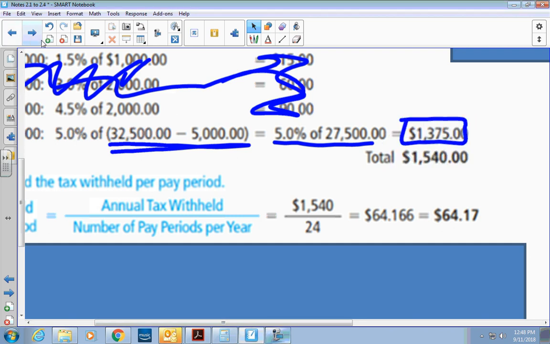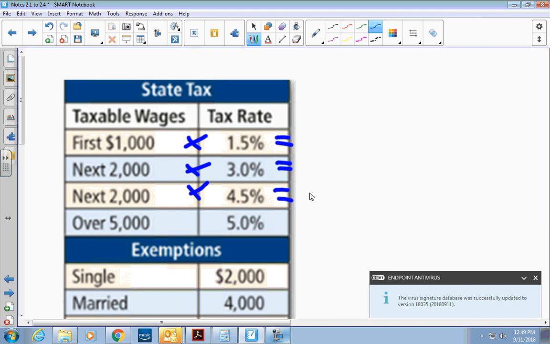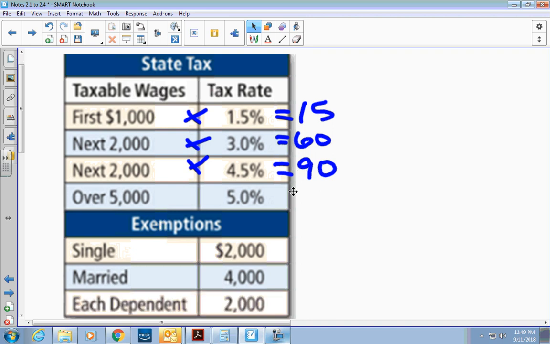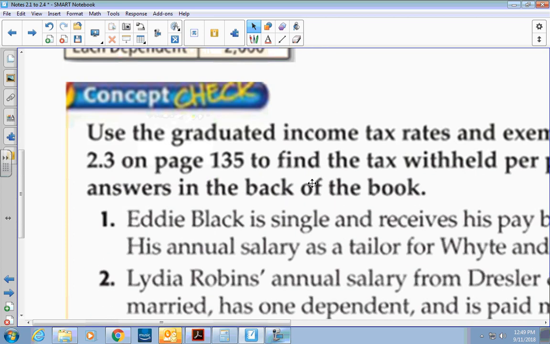All right, so let's try this all the way through correctly. This part's easy. When we multiply our items from the table, we get 15, 60, and 90. So that's how we work this table. Make sure that's right on your table. And then anything over the $5,000, we take 5% of.